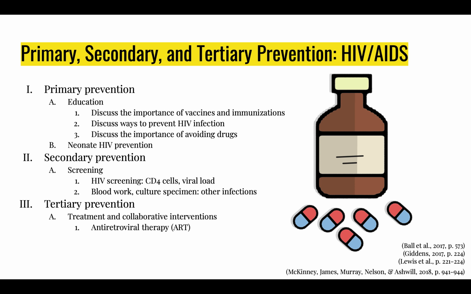Primary, secondary, and tertiary prevention in the patients with HIV and AIDS. So, primary prevention consists of education and neonate prevention. Vaccines and immunizations are very important in building an individual's immune system. As we know, a person who contracts HIV and or AIDS is very susceptible to contracting many other diseases and infections. So it's very important to educate patients about the importance of receiving their immunizations, whether they have HIV, AIDS, or not.